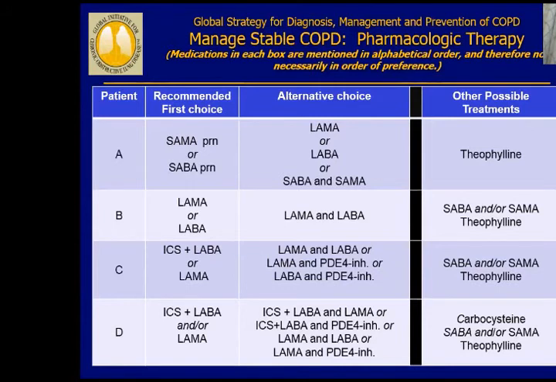So group B, they are giving long-acting muscarinic agent like tiotropium or long-acting beta-2 agonists like formoterol or salmeterol. So these are the drugs which are being given. But in group C, although the symptoms are low, although the FEV1 is not bad, they have increased risk of exacerbation, more than 2 exacerbations. So we have to combine inhaled corticosteroid with long-acting beta-2 agonist, or we can give alone long-acting anti-muscarinic agent, that is tiotropium.